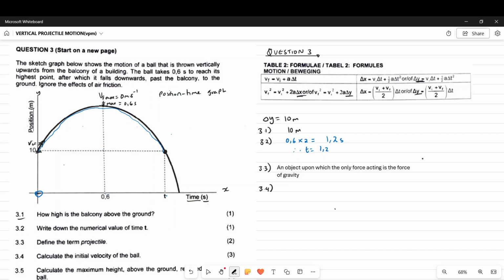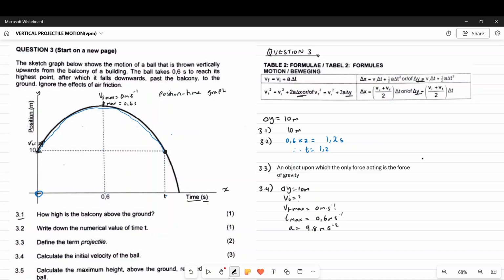We know the height above the ground, which is delta y, 10 meters. We're looking for v initial, right? We have v final at the maximum height, which is 0 meters per second, and we also know the time at the maximum height, which is 0,6 seconds, and acceleration due to gravity, which is 9,8 meters per second squared, right? The other important thing that you need to do is choose direction.